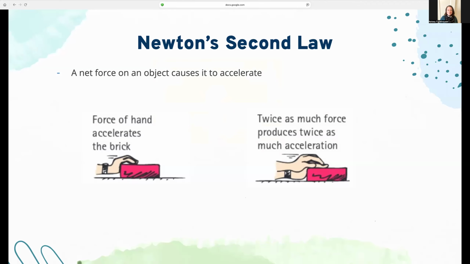Okay, now Newton's second law. This also builds on the idea of equilibrium. If the net force is not 0, then the object is accelerating in some way. What Newton's second law says is that a net force on an object causes it to accelerate. That makes sense because I said a minute ago that if there's a net force, there are changes in the motion, and if there are changes in motion, there's acceleration. So if there's a net force, there must be acceleration because the motion is changing.